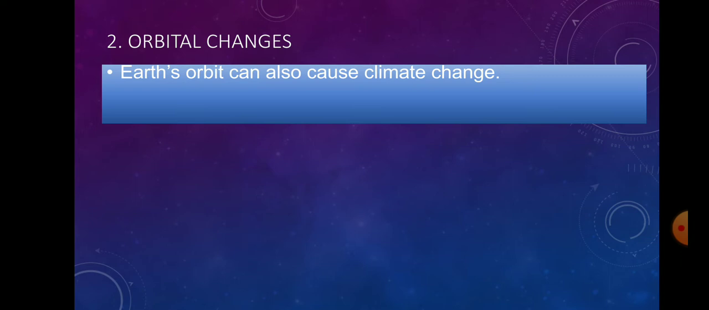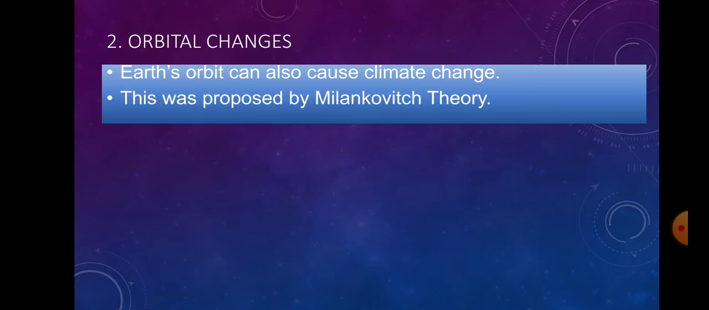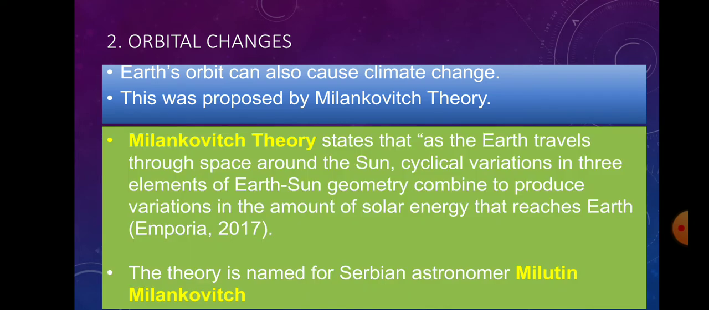Earth's orbit can also cause climate change. This was proposed by Milankovitch theory. Milankovitch theory states that as the Earth travels through space around the Sun, cyclical variations in three elements of Earth-Sun geometry combine to produce variations in the amount of solar energy that reaches Earth (Emporia, 2017). The theory is named for Serbian astronomer Milutin Milankovitch.